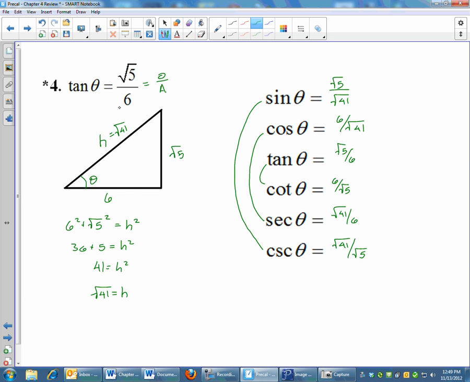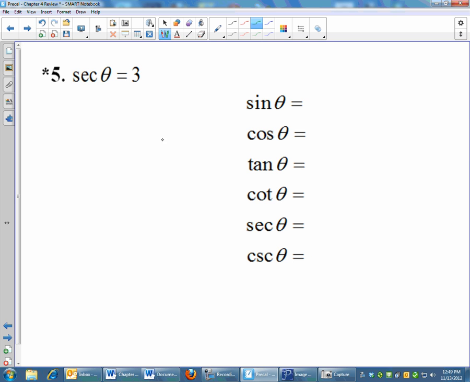So draw the triangle that fits this information. If it's not on the unit circle, you draw the triangle, and then you use your triangle to answer the remaining problems. Let's see, secant equals 3. Well, let me go ahead, I can fill in secant. I know that's 3. I know secant and cosine are reciprocals, so the reciprocal of 3 is 1/3.